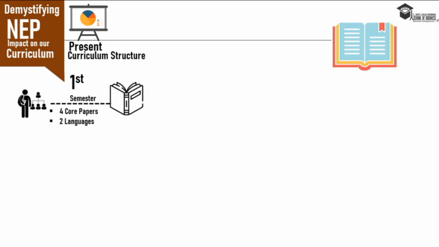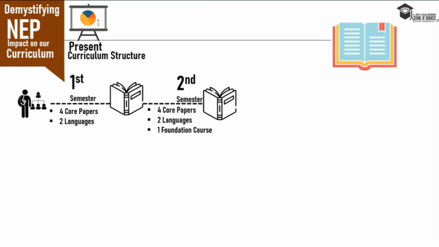But in case the language the student has studied is not there in our state, then obviously the student has the choice to opt for some other language. But this is the structure. You have 4 core papers. Core papers are basically domain knowledge papers. So these are papers related to commerce, or if it's a BBA, these are papers related to business. So these are the core papers.